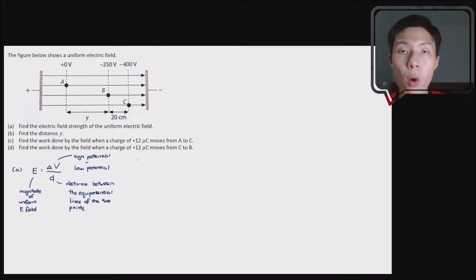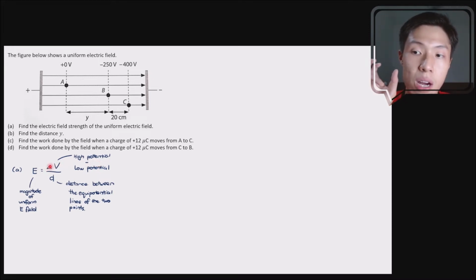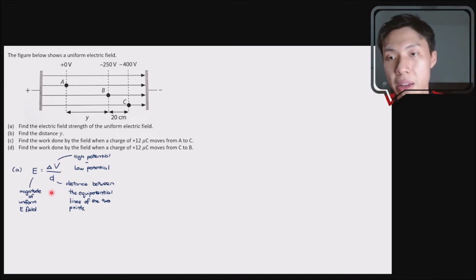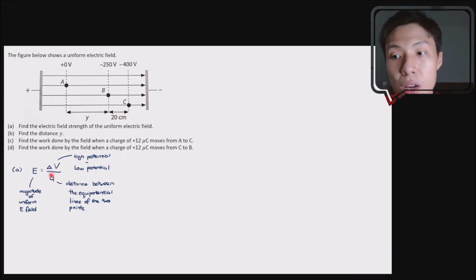Okay, so what are the two points that I mentioned over here? The two points are where we take the high potential minus the low potential. So the high potential of one point minus the low potential of another point. That is how you get delta V. But for the D, you take the distance between the two equipotential lines. Let me give you an example. Over here you have negative 250 volt and negative 400 volt for these two equipotential lines. The distance between the two equipotential lines here is 20 cm. So for this D, you put in 20 cm, converted to meters, 0.20 meter. That's how you get D.